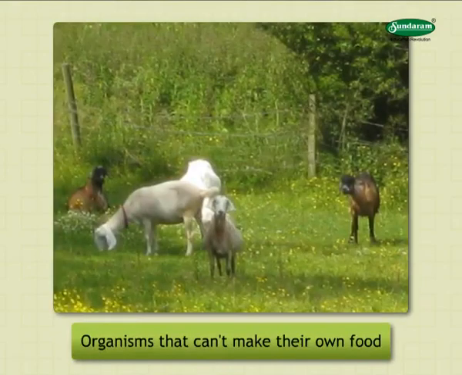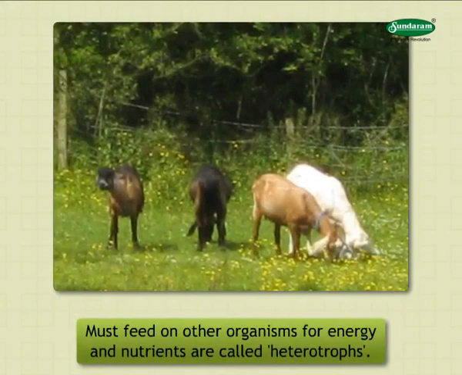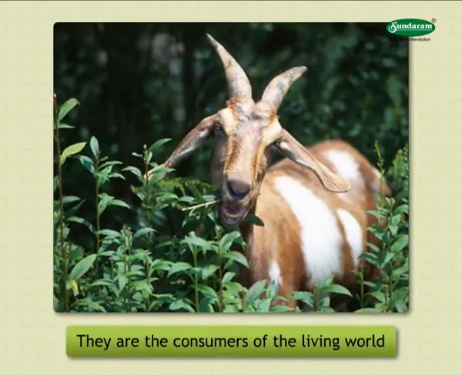Heterotrophs. Organisms that can't make their own food and must feed on other organisms for energy and nutrients are called heterotrophs. They are the consumers of the living world. Consumers have the following levels.